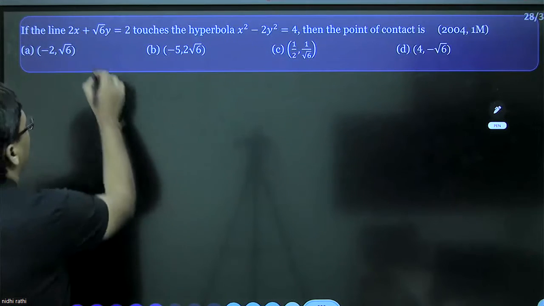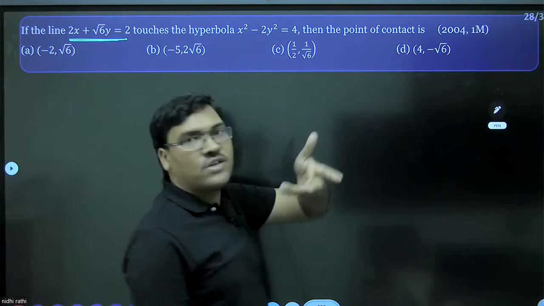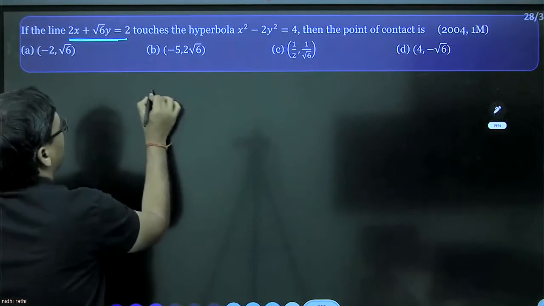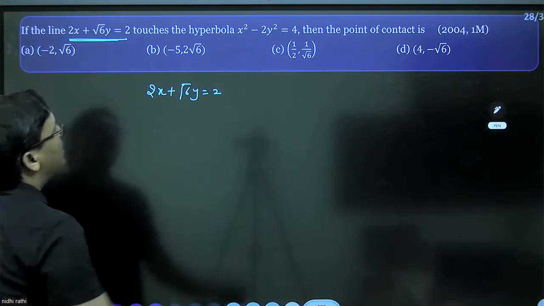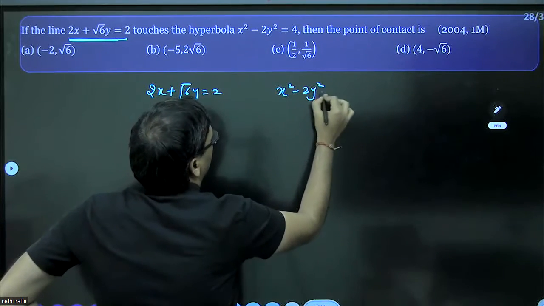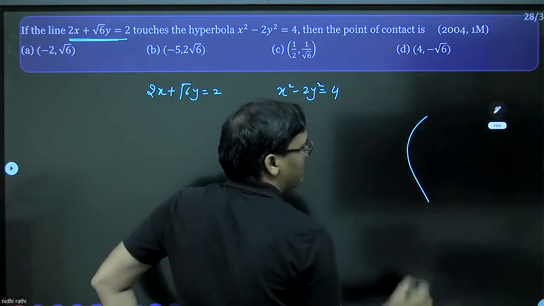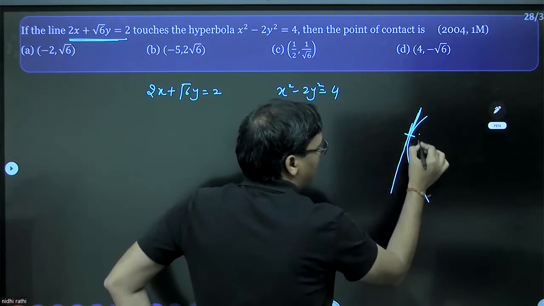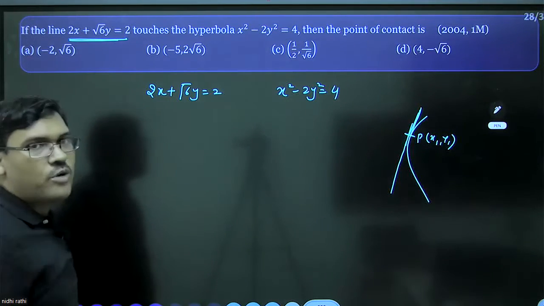If the line 2x plus 6 root 6y equal to 2 touches this hyperbola, then what is the point of contact? Now see, we have the equation of tangent, 2x plus root 6y is equal to 2. You have to find the point of contact of this with this hyperbola. Let's say this is the hyperbola, and this is the tangent. I'm just drawing a rough sketch to get the idea. Now, let's say the point of contact is x1 comma y1.